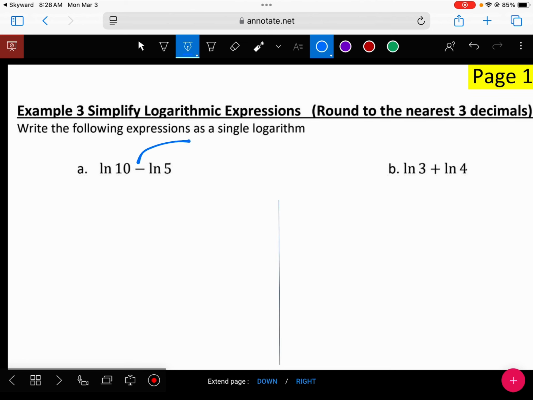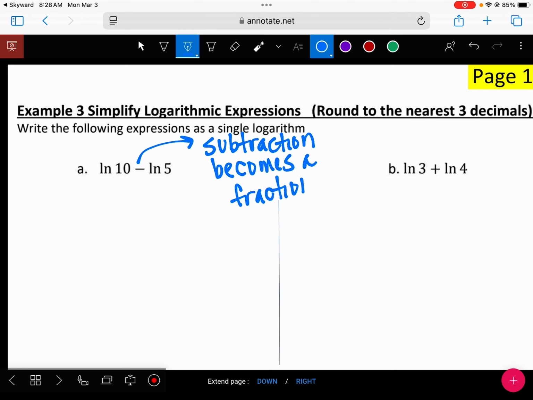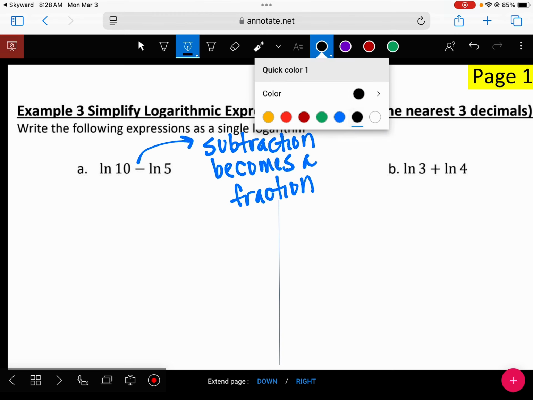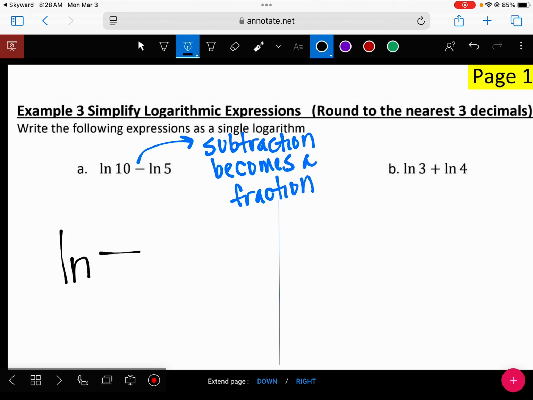So who remembers what subtraction changes to? Does subtraction change to a fraction or multiplication? So subtraction becomes a fraction. So we will have the natural log, and you make your fraction bar. In the numerator, you have 10. In the denominator, you have 5. Now, because we have two numbers, we can actually keep going. What is 10 divided by 5? If you're not sure, type it in your calculator. 10 divided by 5 is 2.